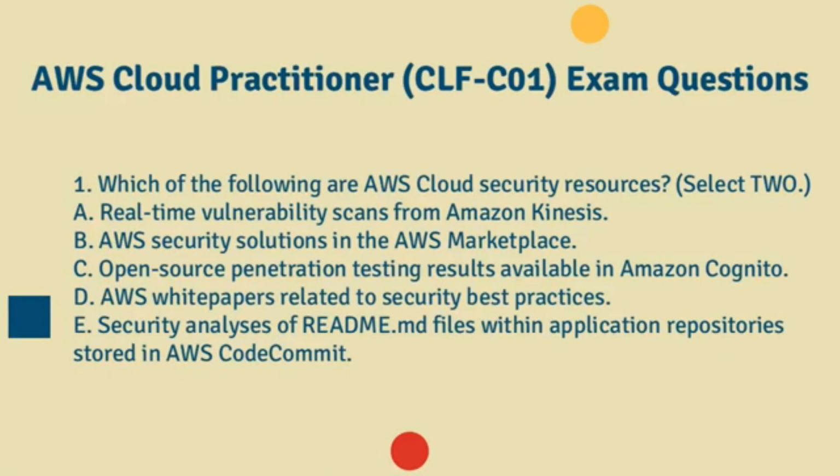1. Which of the following are AWS Cloud Security Resources? Select 2. A. Real-time vulnerability scans from Amazon Kinesis. B. AWS Security Solutions in the AWS Marketplace. C. Open Source Penetration Testing Results Available in Amazon Cognito. D. AWS White Papers Related to Security Best Practices. E. Security Analyses of README.md Files Within Application Repositories Stored in AWS CodeCommit.